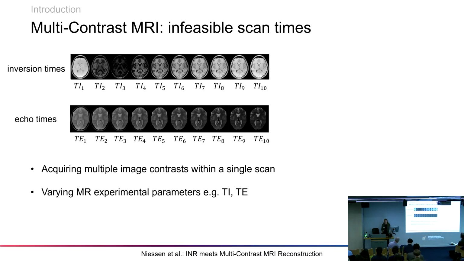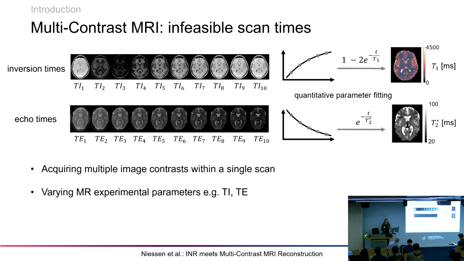So first of all, I want to introduce briefly multi-contrast MRI. In multi-contrast MRI, multiple image contrasts are acquired within a single scan. Each of these contrast images reflects a varying MR experimental parameter, for example, inversion time TI or echo time TE. These images can then be used, for example, for quantitative parameter fitting. So we can see in the first row that by varying the inversion time TI, we can estimate the quantitative parameter T1 by fitting an inversion recovery curve.